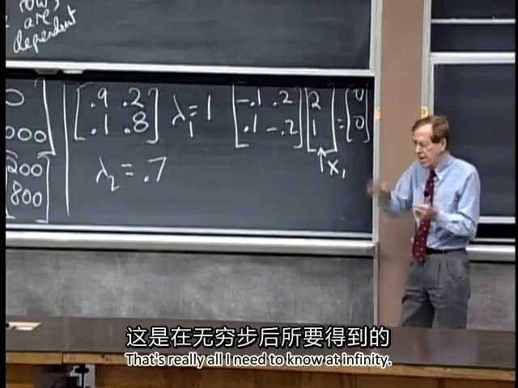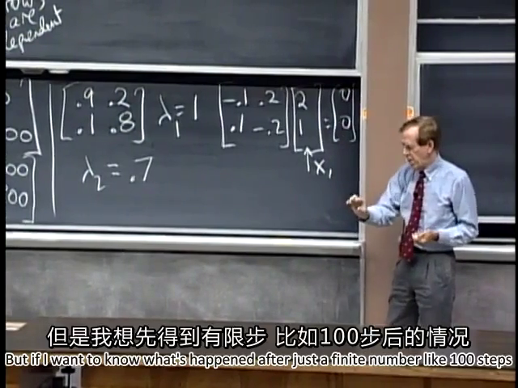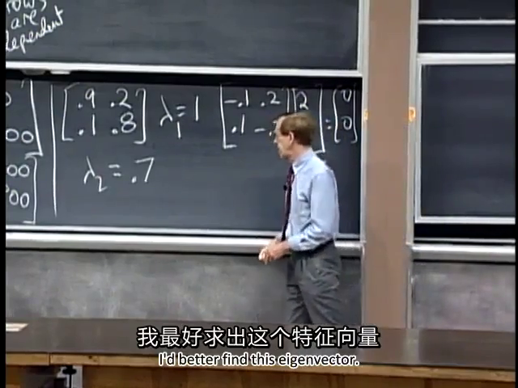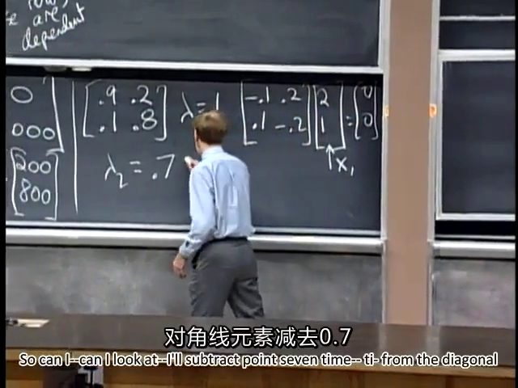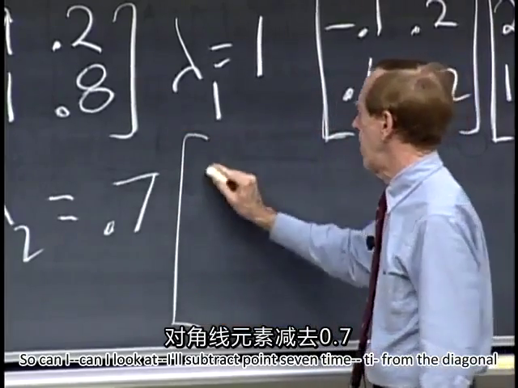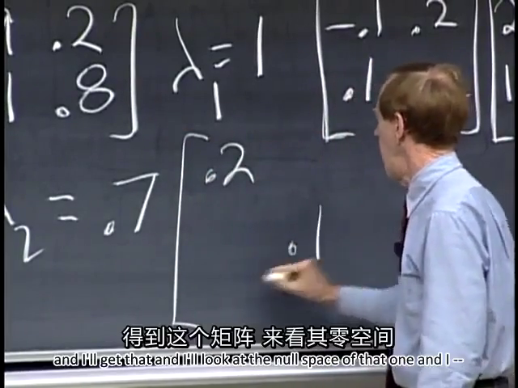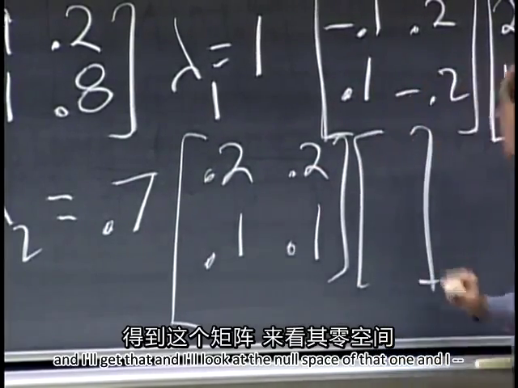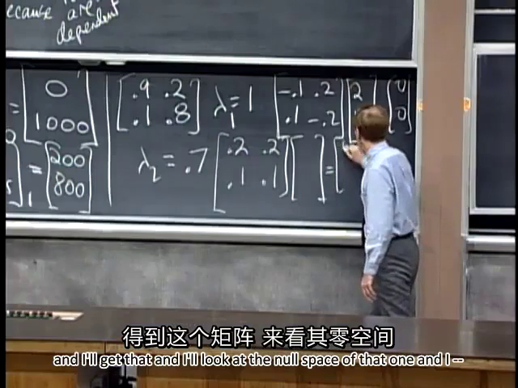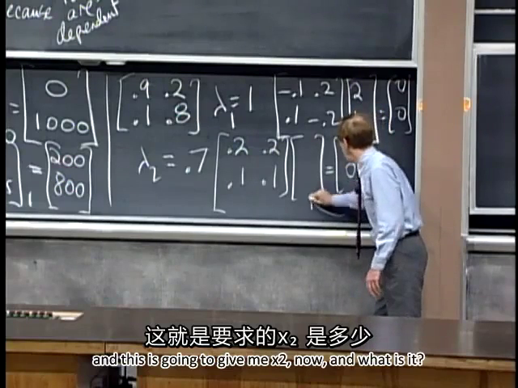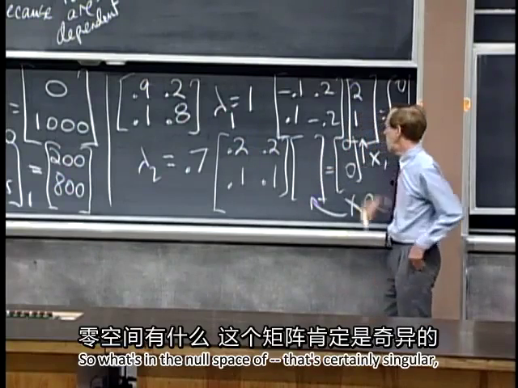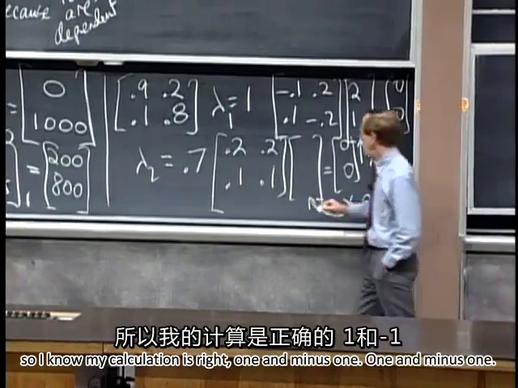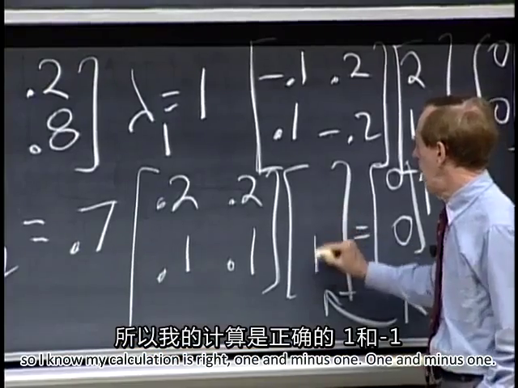That's really all I need to know at infinity. But if I want to know what's happened after just a finite number like 100 steps, I better find this eigenvector. So I'll subtract 0.7 from the diagonal, and I'll get that. And I'll look at the null space of that one. And this is going to give me x2 now, and what is it? So what's in the null space? That's certainly singular, so I know my calculation is right. And 1 and minus 1.